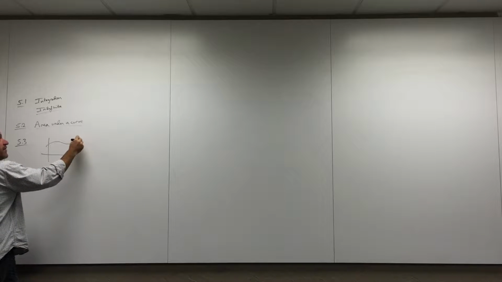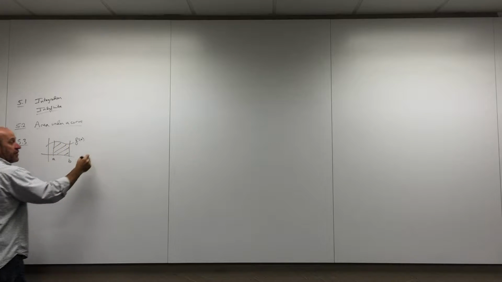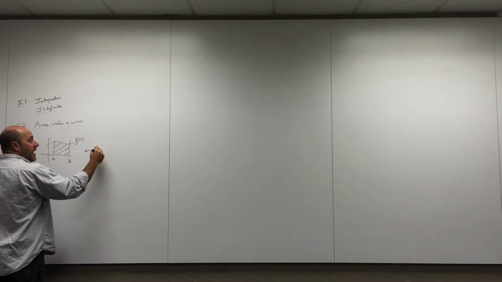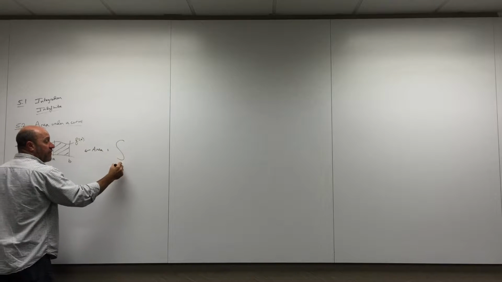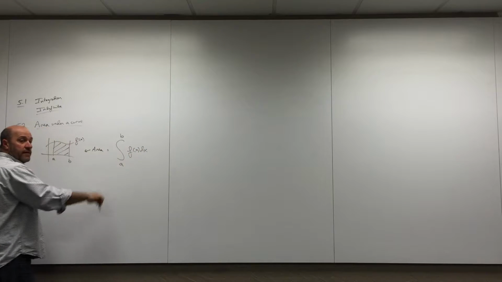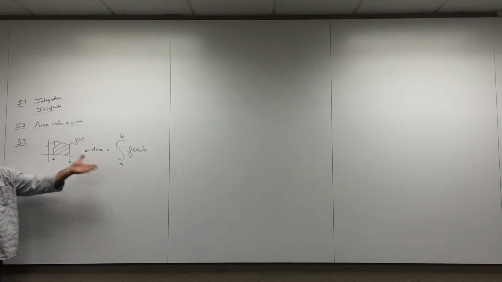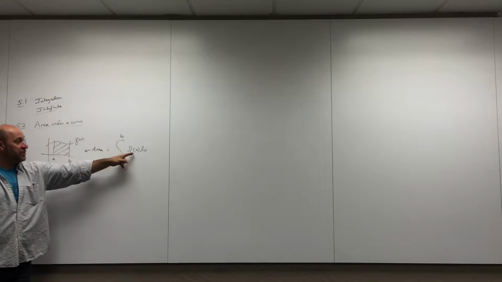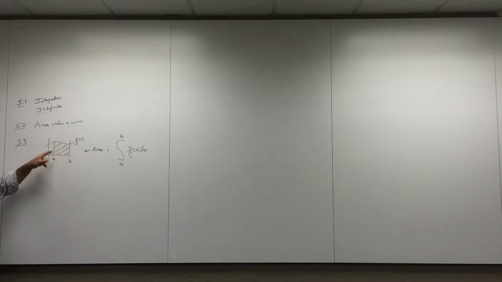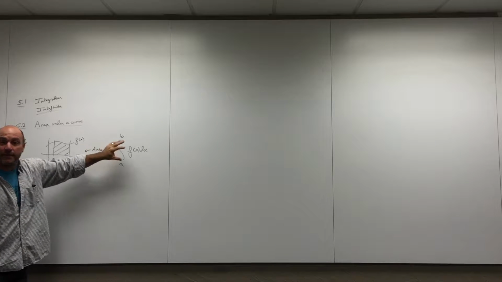So what happens in 5.3? In 5.3, they explain to you that the area under a curve, f of x, from A to B, this shaded area under a curve is an integral from A to B, which now we call a definite integral. But this is the idea in 5.3. Hey, an integral is area under a curve. The function you're integrating is the function whose area you're looking for under the curve, from a left bound to a right bound.